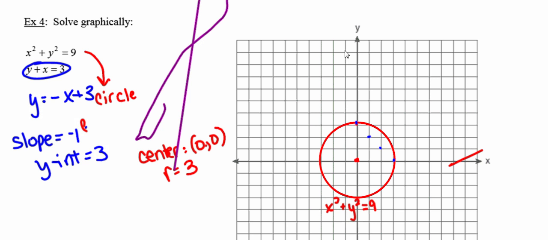So now that I have a good feel for where that line should go, I'll grab my straight edge, and I can go ahead and graph that line. And I'm going to label it with its equation, y plus x equals 3.